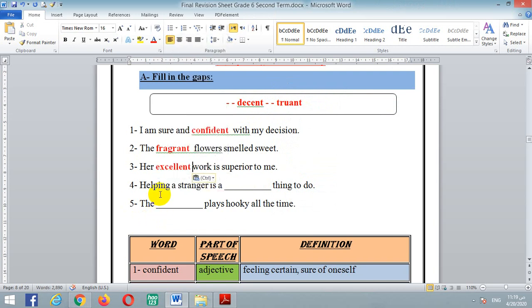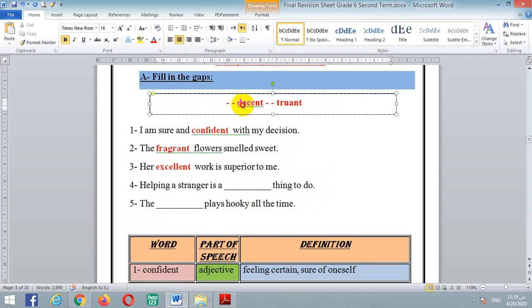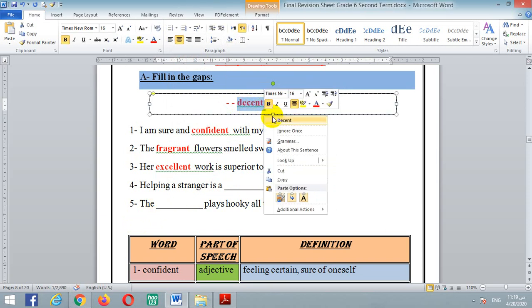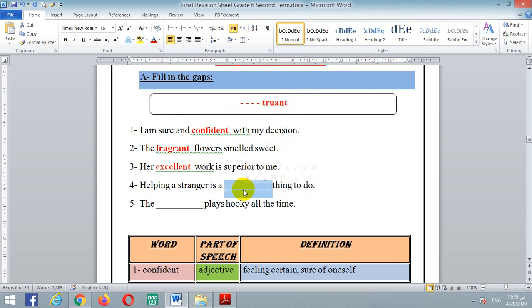Number four, helping a stranger is a decent thing to do. So helping a stranger is decent. Yes, when you help other people, you are decent. Excellent. Okay, guys, all of you, I hope you are decent, and treat your students, your friends, sorry, or anyone in a decent way.